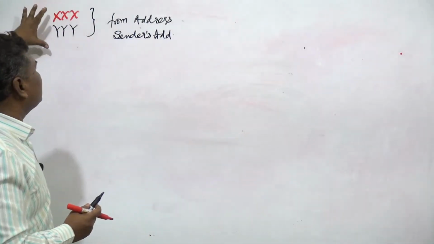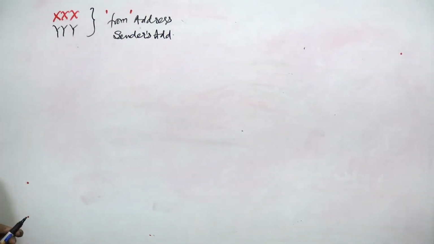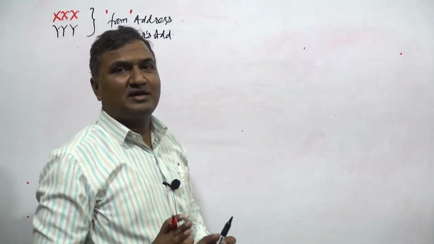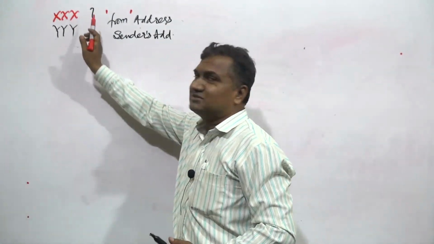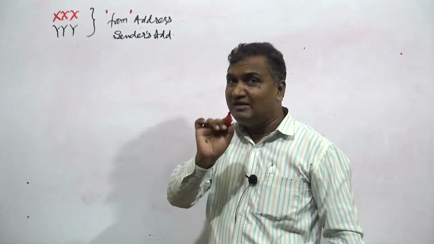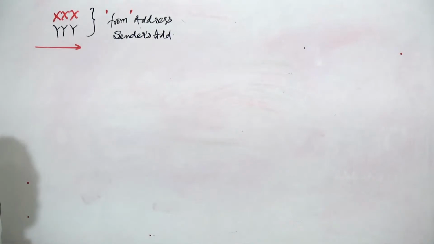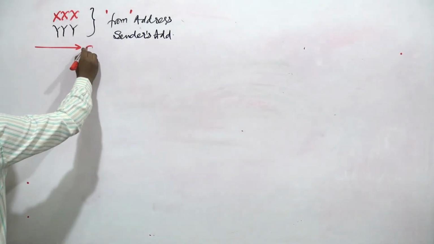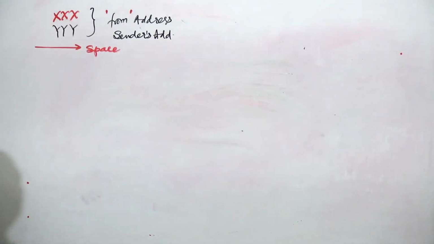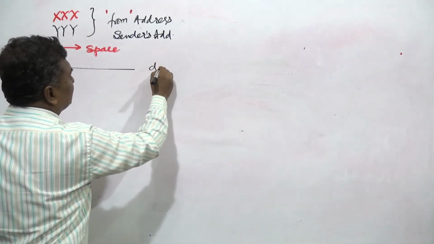Now, first we are dealing with this from address, where we are writing x, we are writing y. 3 times x, 3 times y. Now leave one line. For that, I will write here an arrow mark. This is for space. Then here you are going to write the date.